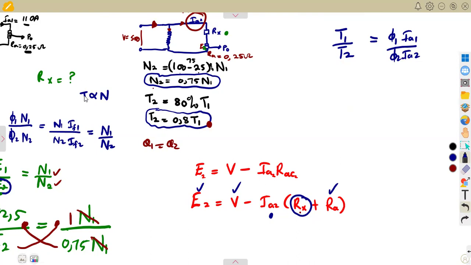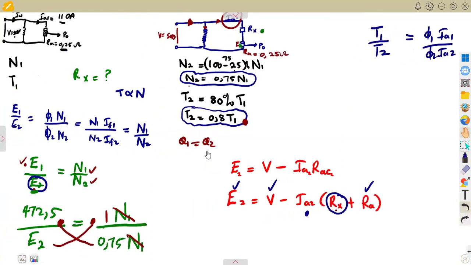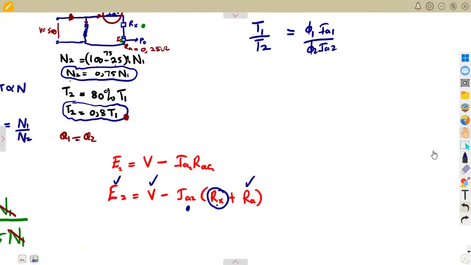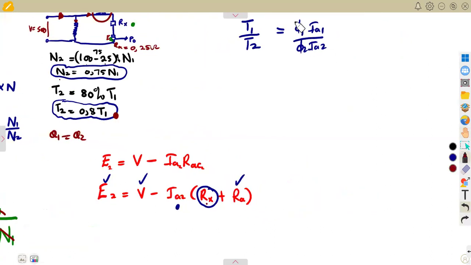This, I said, is proportional. The torque is proportional to the speed. Considering that the flux 1 is equal to flux 2, you can even cancel this part. Cancel this. Remember what you want to calculate. What you want to calculate is current 2. This is the one that you want.